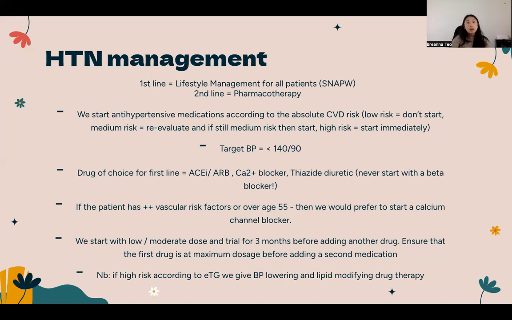And again, combinations that are common. So you might start someone on an ACE or an ARB and then add a calcium channel blocker, so that might be your second line, or you might start them with an ACE or an ARB and then add a thiazide as well. But typically, beta blockers aren't your first line. It's important to know.